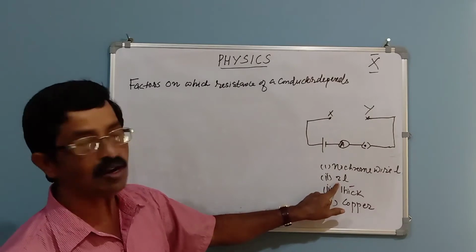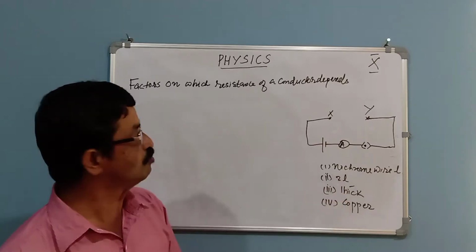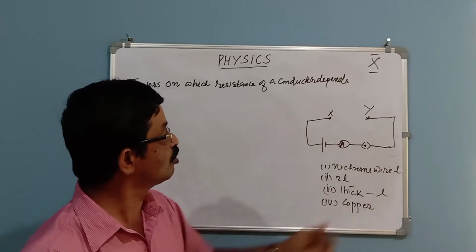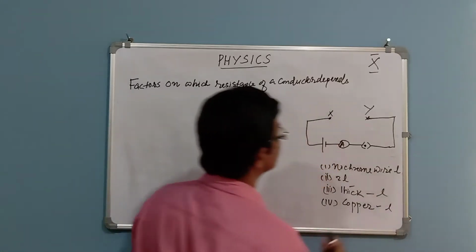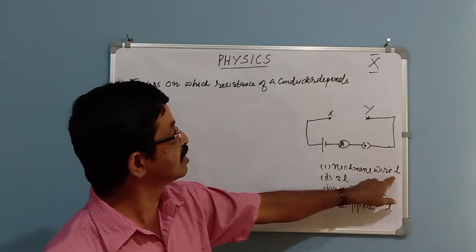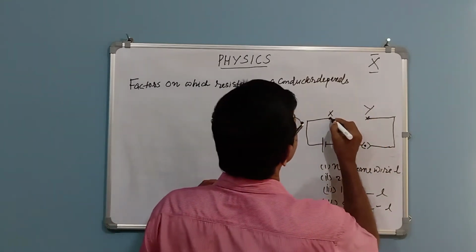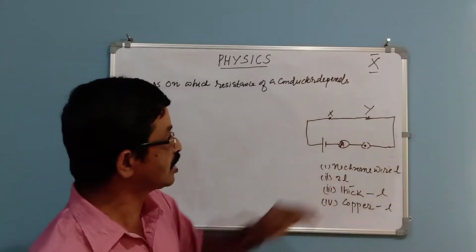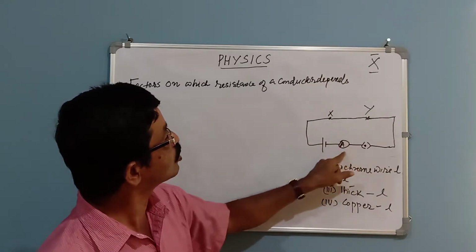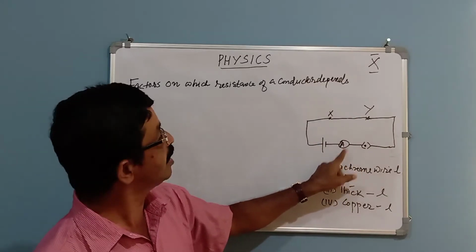Then another nichrome wire of length 2L, 2 times the length. Then another nichrome wire of the same length but more thickness. Then a copper wire of the same length. Now first, we connect the nichrome wire of length L between the points X and Y. Current flows through this circuit, and the ammeter shows the current. We note that current.